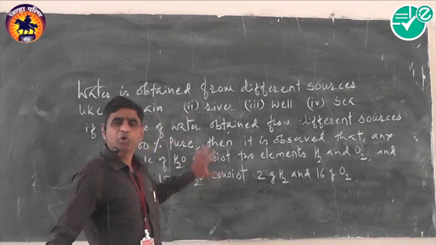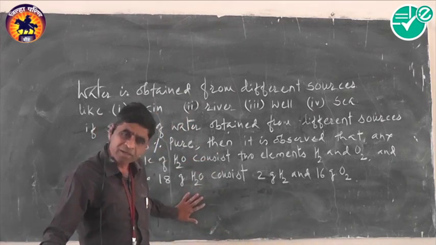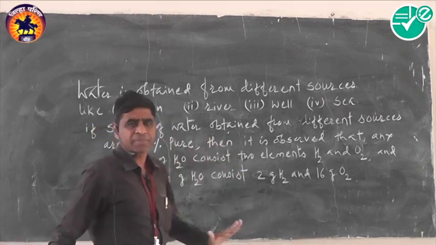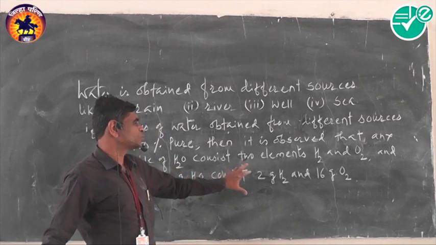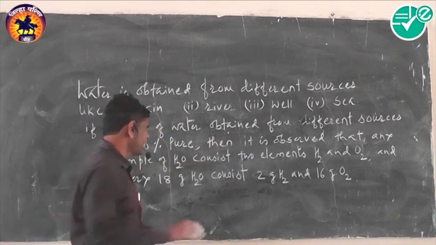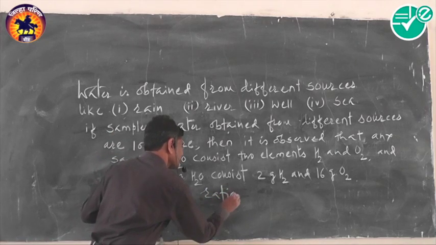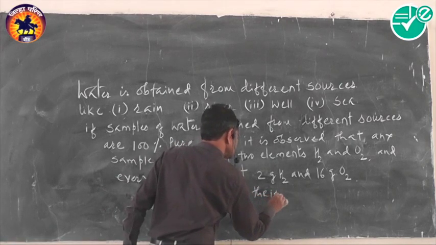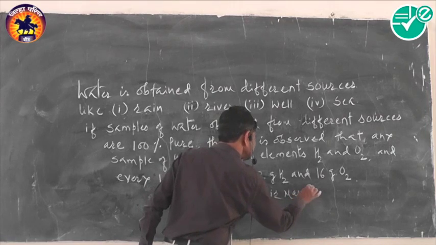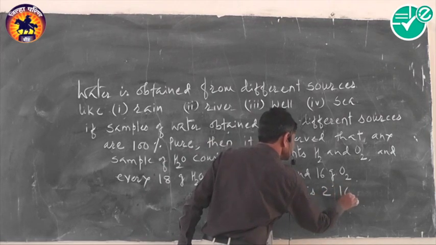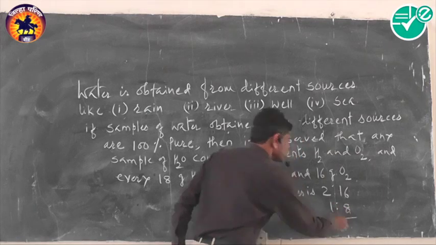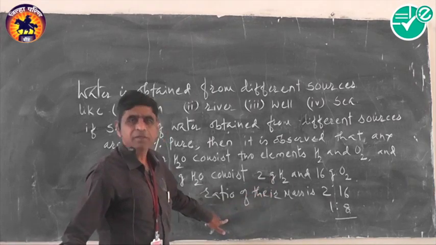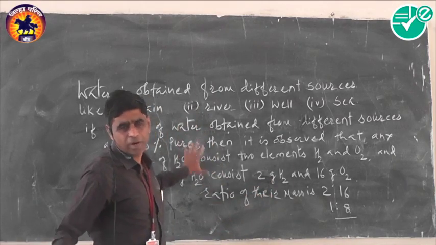And thus remember, every pure sample of water consists of only two elements, hydrogen and oxygen, and their mass proportion is also the same. That is, 18 gram of water consists of 2 gram of hydrogen and 16 gram of oxygen, so the ratio of their mass is 2:16, that is 1:8. So what is the ratio by mass of hydrogen and oxygen? It is always 1:8, remember, in the case of any pure sample of water.